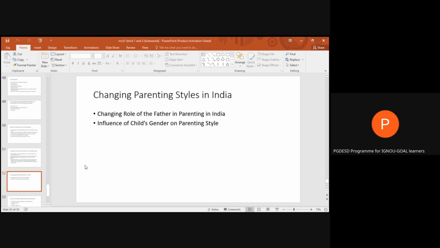Changing parenting style in India. Changing role of the father in parenting in India. Influence of child gender on parenting style, right? I told you about that. If there is a girl child, the family has a different kind of attitude, and if the family has a boy child, they have a different kind of attitude to how the child gets things in the family.